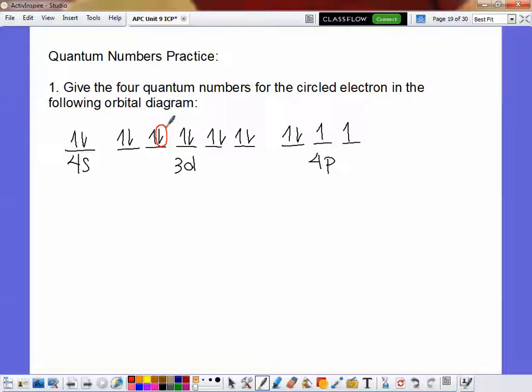All right, so go ahead and copy over that orbital diagram. And we're going to identify N, L, M sub L, and M sub S for that electron.